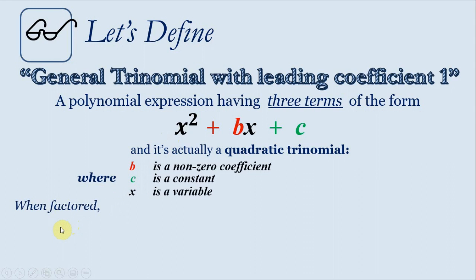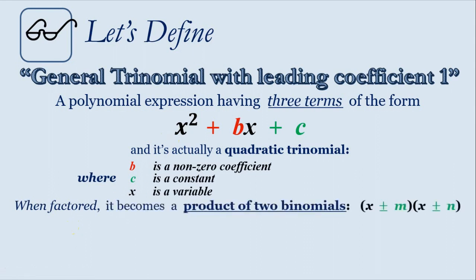Factoring is as simple as finding two numbers, m and n, whose product equals the last term c and whose sum equals the coefficient of the middle term b.